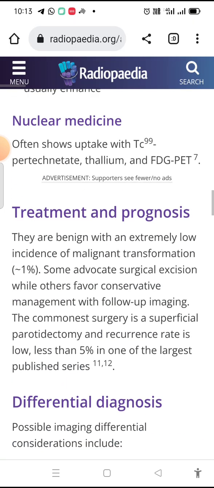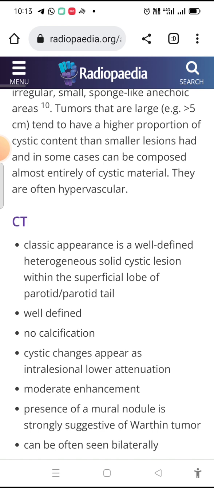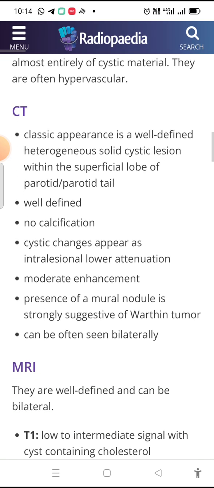Now let's have a look at the CT. The classic appearance is a well-defined heterogeneous solid cystic lesion within the superficial lobe of the parotid or the parotid tail. They are well-defined without any calcification, and cystic changes appear as intralesional lower attenuation with moderate enhancement.